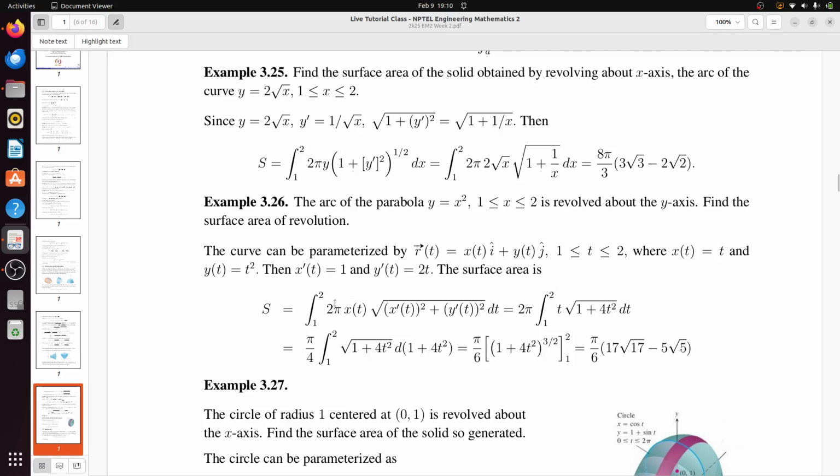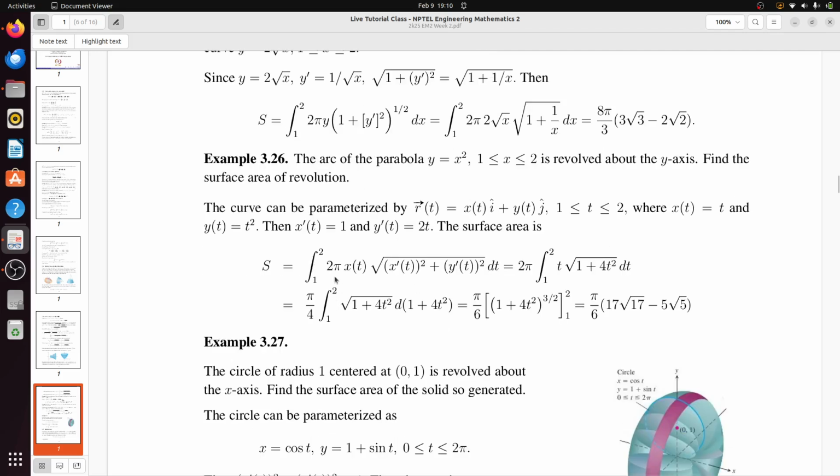The surface area is S equal to integral from 1 to 2 of 2 pi x(t). You need to follow the formula. So this is square root of (x prime t) whole square plus (y prime t) whole square dt, which is 2 pi integral from 1 to 2 of t square root of 1 plus 4t square dt. So that will be pi by 4 integral from 1 to 2 of square root of 1 plus 4t square d of (1 plus 4t square).